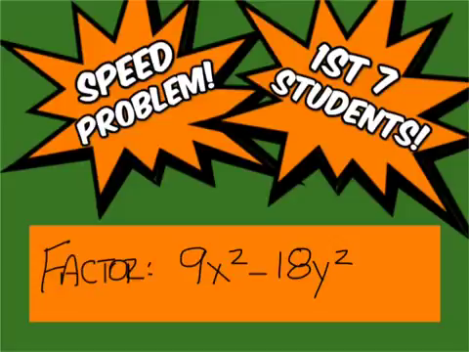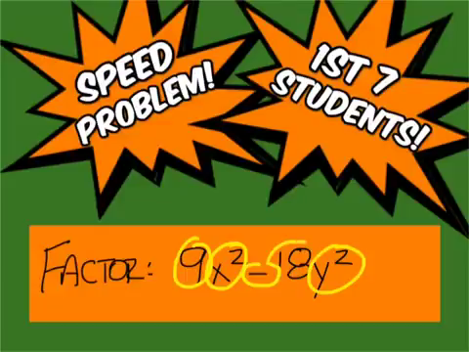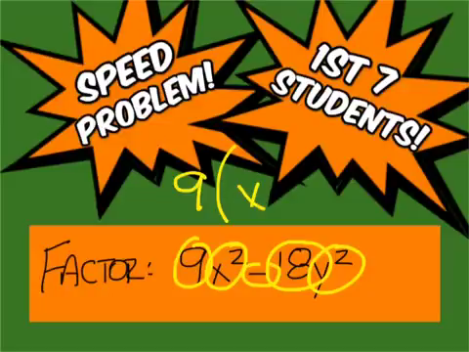At first glance, you notice you have a minus sign, a square, and a square, but this is not 81, that's 18. That's not a perfect square. So you can't do a difference of 2 squares. But you can factor out a 9 from both of them and be left with x squared minus 2y squared. And that's all you can do. I had that.